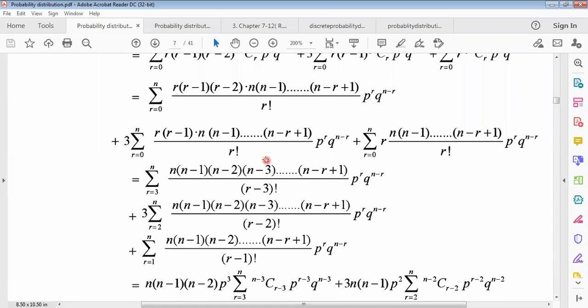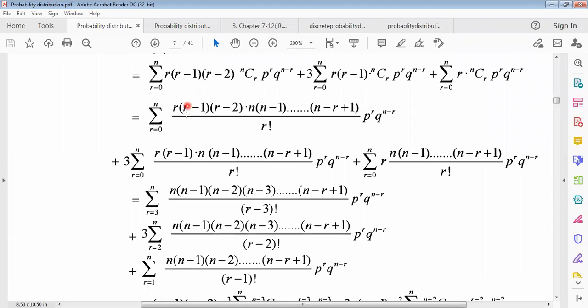So this first one, r minus 1, r minus 2. From r factorial we can write r into r minus 1, r minus 2, r minus 3 factorial, so that r minus 1, r minus 2 will be cancelled. So from this we can write like this. From the second one, r and r minus 1 will be cancelled from r factorial. Then r factorial becomes r into r minus 1, r minus 2 factorial.